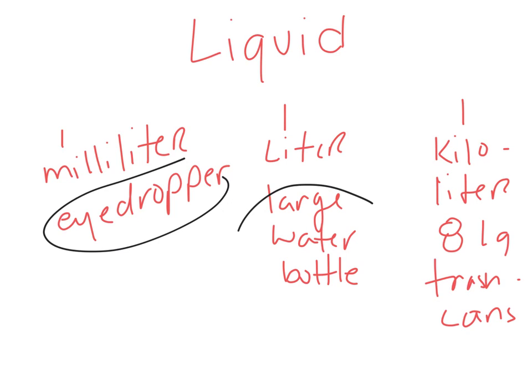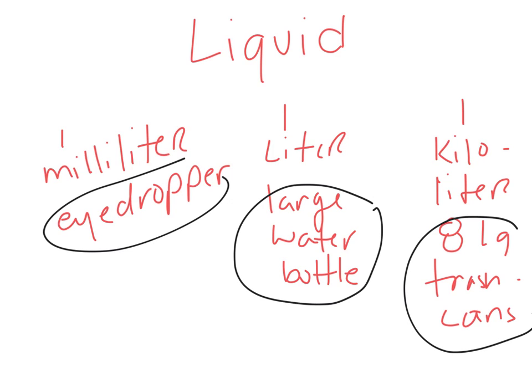For measuring liquid, 1 milliliter would be about the size of an eyedropper. 1 liter is going to be a large water bottle. You know what 2 liters is, because that's what pop comes in. And 1 kiloliter is going to be 8 large trash cans. So again, this one is big, this one's small, and this one is the medium one. Just put them on the different sides this time.